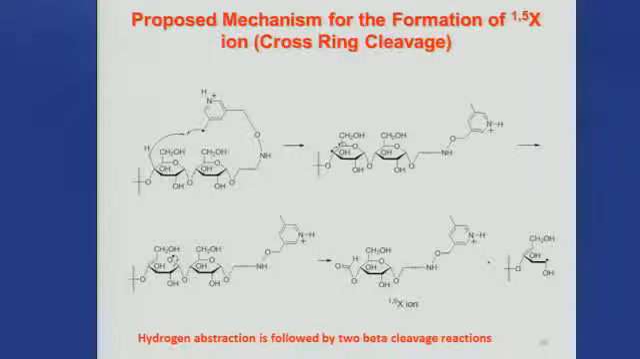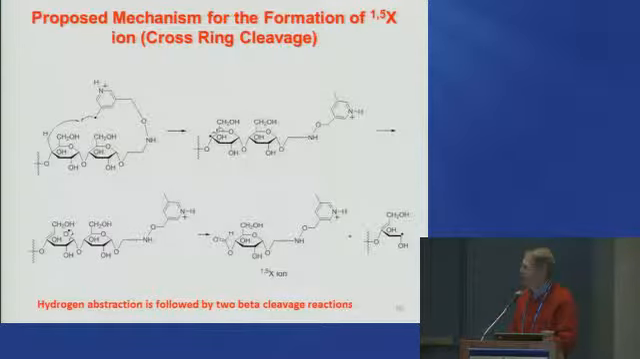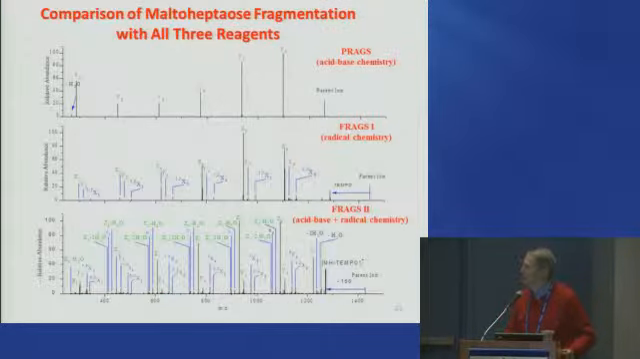The mechanism here involves, as it does with the FRIPS, the abstraction of a hydrogen atom from the ring, and all of the CH bonds here on the ring are about the same, around 94 kcal per mole based on DFT calculations, and we actually see reaction at every site on the ring there. And once you abstract a hydrogen, you have a pair of beta cleavages, and that allows the cross-ring fragmentation to produce useful structural information there.